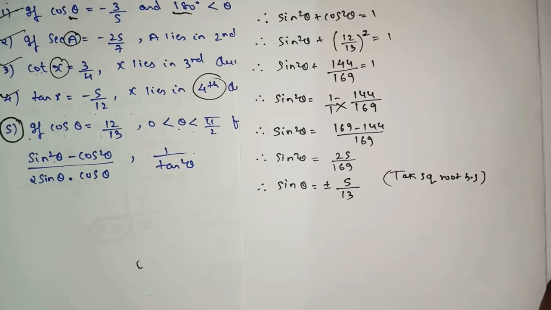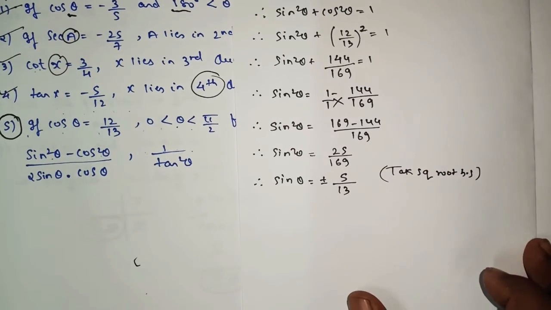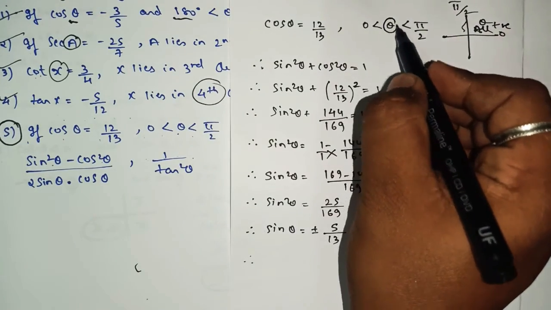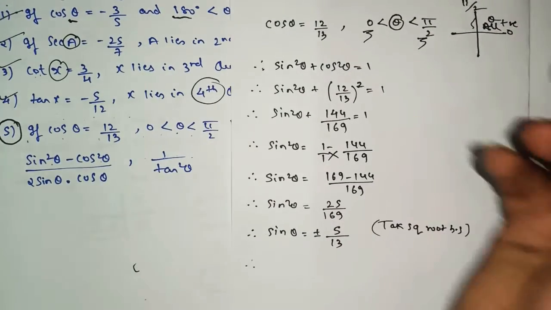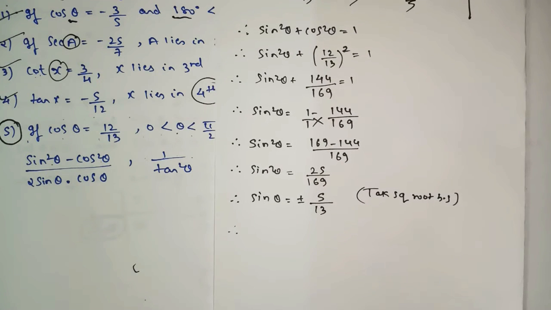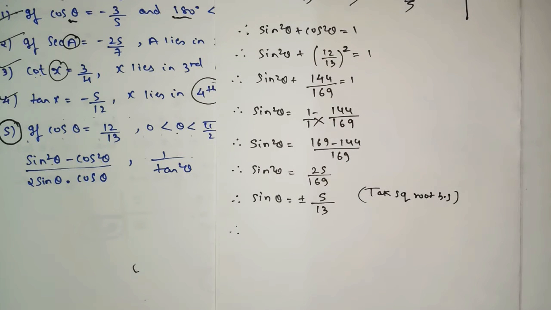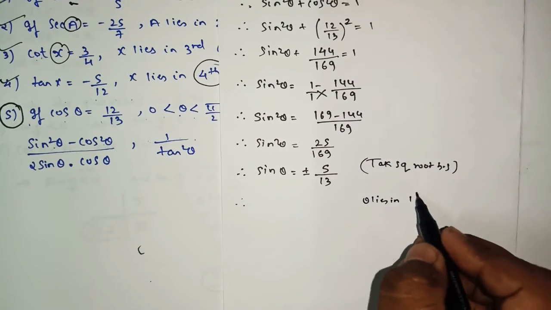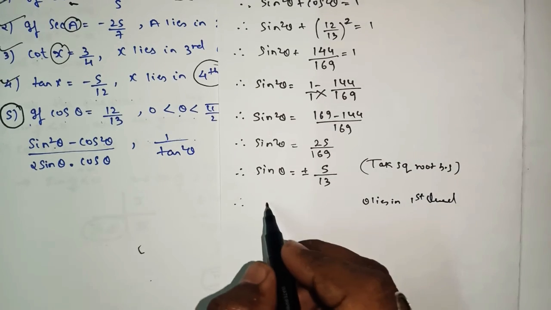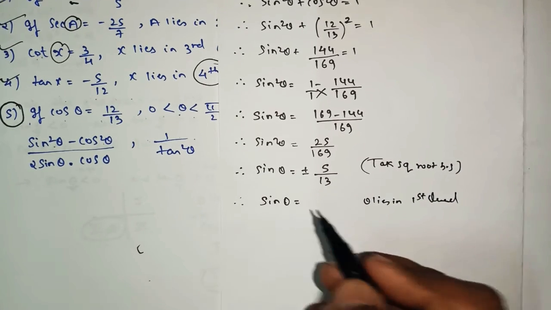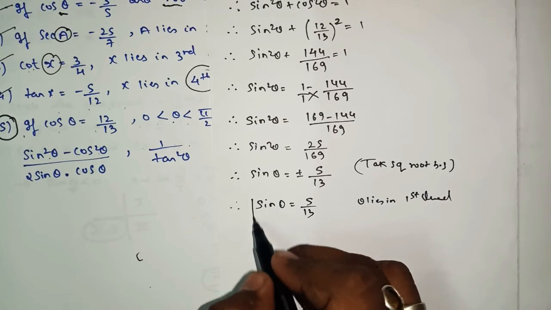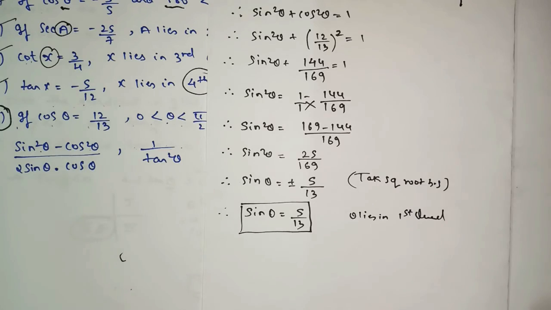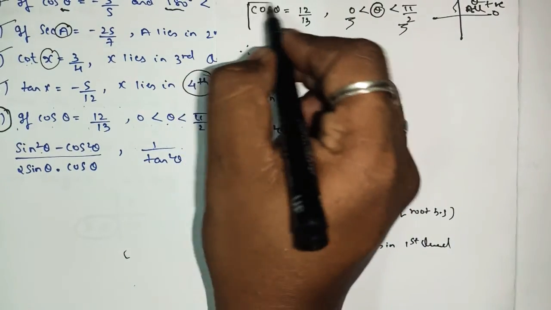Out of plus and minus we have to consider only one value, either plus or minus. As in the question it is clearly mentioned that theta lies between 0 to pi by 2, that means it lies in the first quadrant. So in the first quadrant all the values are positive. So you will take sine theta as 5 by 13. Don't consider the negative value as theta lies in the first quadrant. So we got the sine and we have cos also.